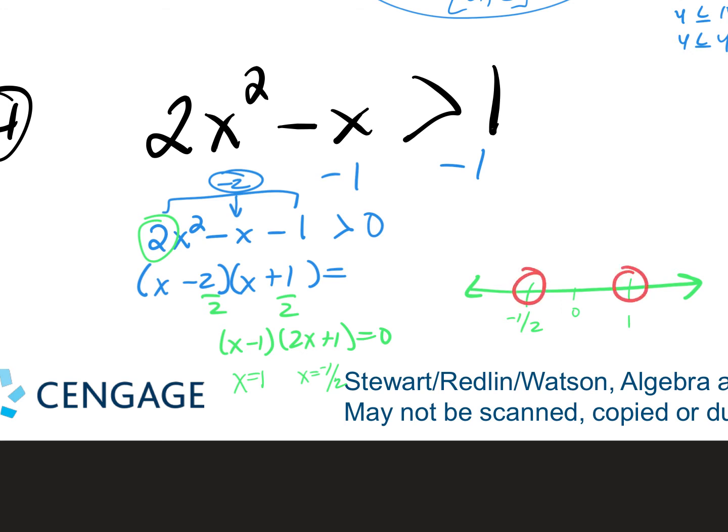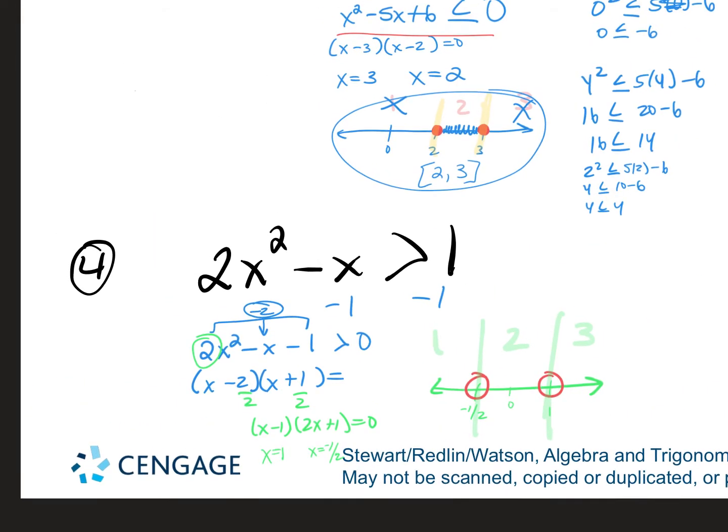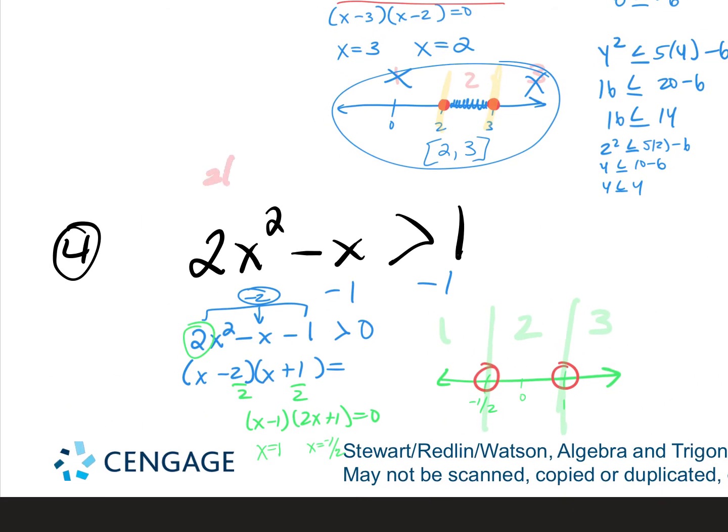And now I got to figure out where I need to color. I have my sections. This is section 1, this is 2, and this is 3. I would always start with 0. It's the easiest one to do. So if I plug in 0, let's check right here with 0. I have 2 times 0 squared minus 0. Is that greater than 1? What's 2 times 0 squared? 0 minus 0. Is 0 bigger than 1? So does this section work? No. So where do you think we're going to color?